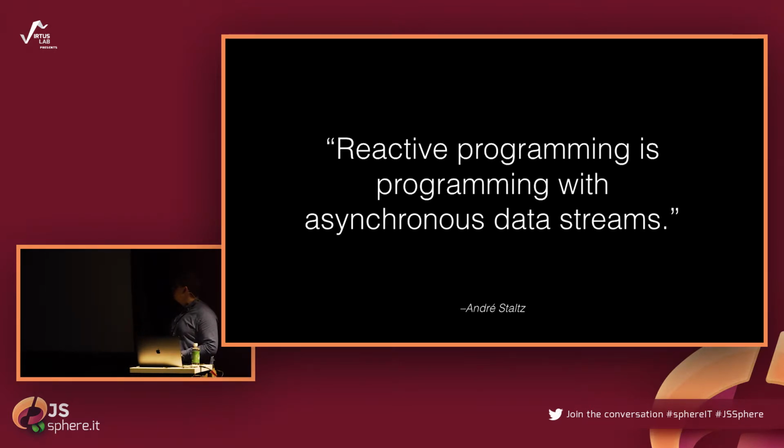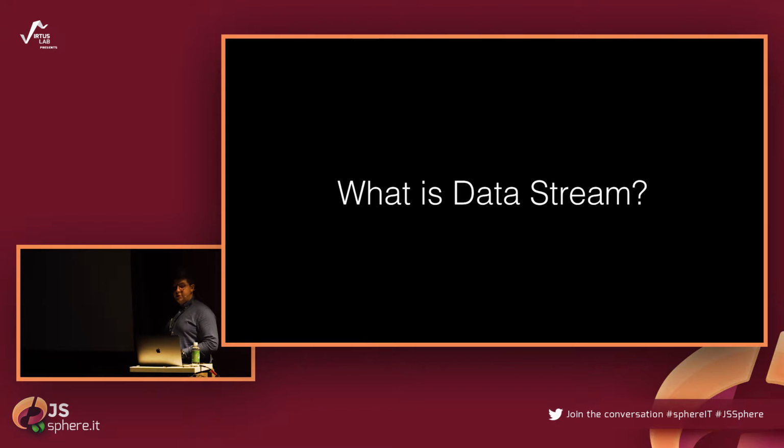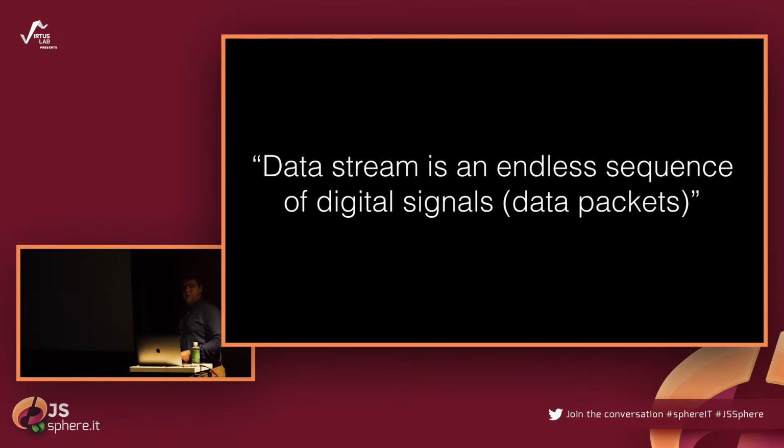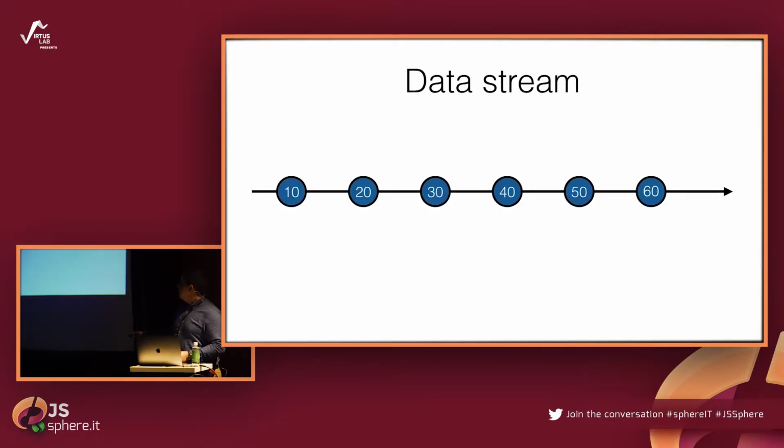Reactive programming is programming with asynchronous data streams. So we know what programming is, we know what asynchronous is, but what exactly is a data stream in this sentence? A data stream is just an endless sequence of digital signals or data packets. So you have a sequence, a line where you have a lot of those digital signals or data packets. They can contain any kind of data. This is exactly a data stream, and reactive programming is just working with those data streams, putting them inside applications, and returning them back to the world. So just circling around using data streams.